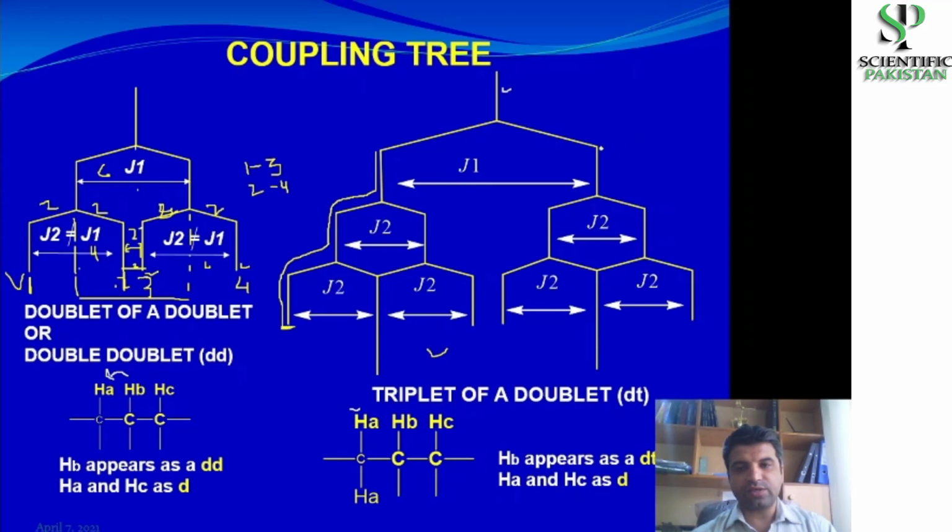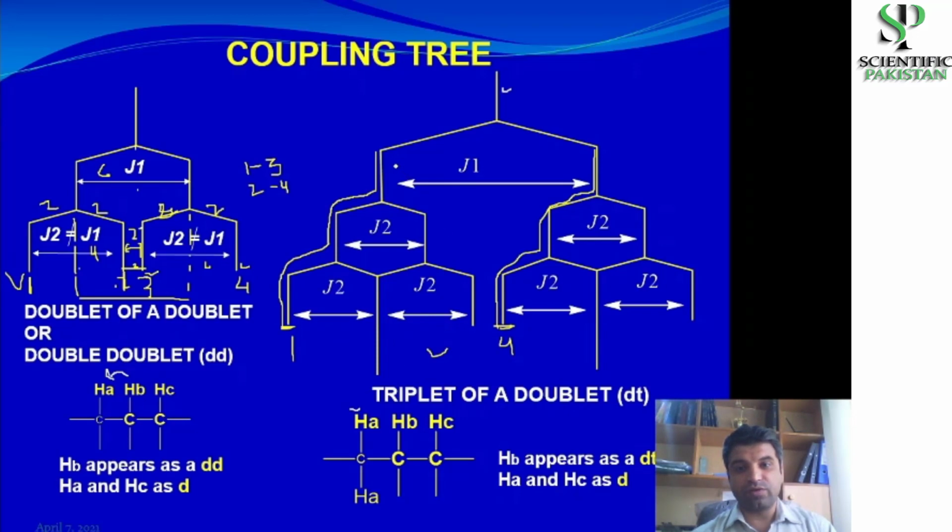Similarly, it starts from here, then it goes to the left, down here, and then it goes to the left again. So it ends up here. So this is 1 and this is 4. So if you want to calculate J1, it will be the difference between 1 and 4.